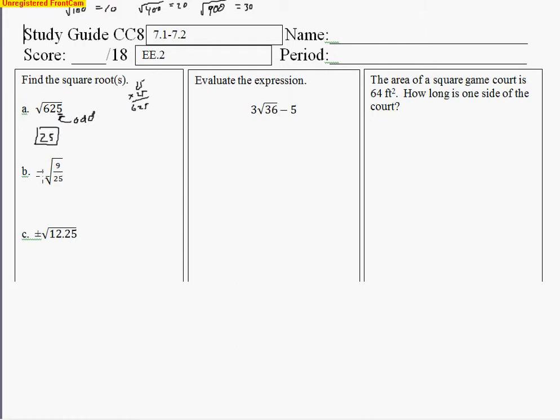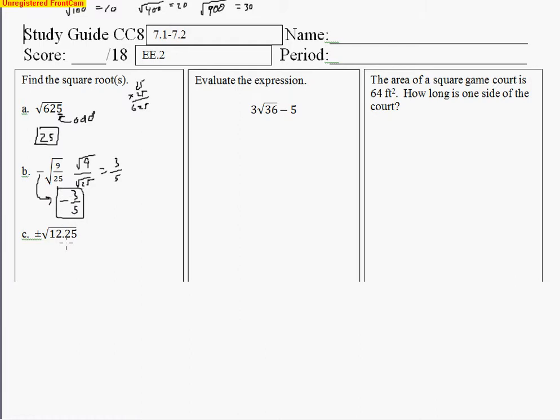Well, here I've got a fraction. So I'm looking for two square roots. The square root of 9, which is 3, and the square root of 25, which is 5, and it has this negative sign here, so that means I'm looking for the negative answer. So negative 3/5 is our solution there.